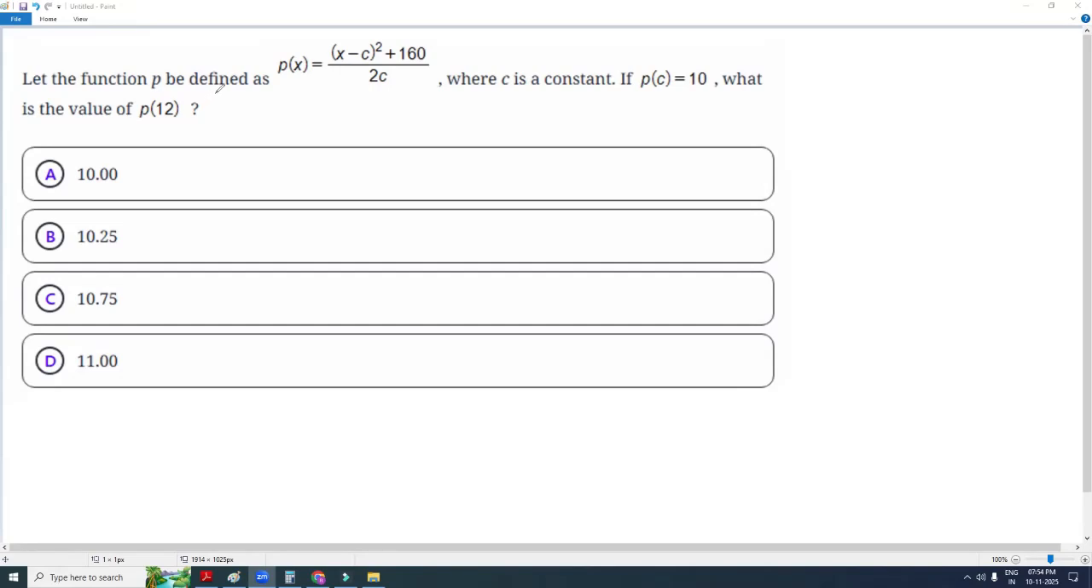Let the function p defined as p of x equals (x minus c) the whole squared plus 160, divided by 2c, where c is a constant. If p of c equals 10, what is the value of p of 12?